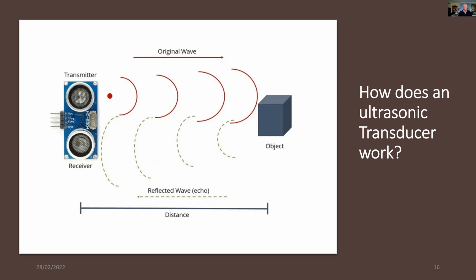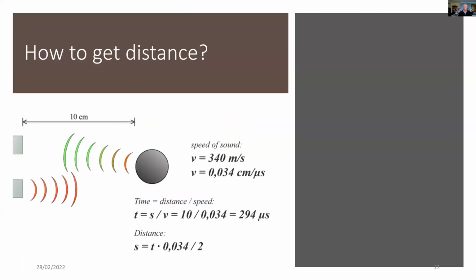So if we know the speed of sound, we can then calculate how far away the object is from our sensor. The reflected wave is picked up by the receiver. So knowing the speed of sound, we can measure how long it takes to get that reflected wave back. And from that, we have a very simple formula that enables us to calculate how far away that object is.